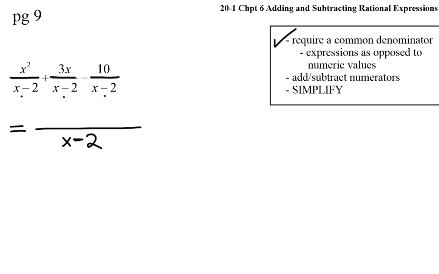So what are we left with? We're left with the x squared plus a 3x subtract a 10. I don't need brackets in this case because I'm just subtracting a single monomial, one term. It doesn't affect anything. x squared plus 3x minus 10 over x minus 2. Is that our final answer? We had a common denominator. We added and subtracted numerators. But can we simplify?